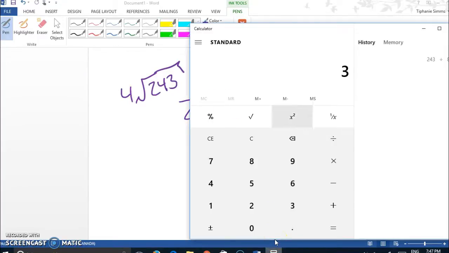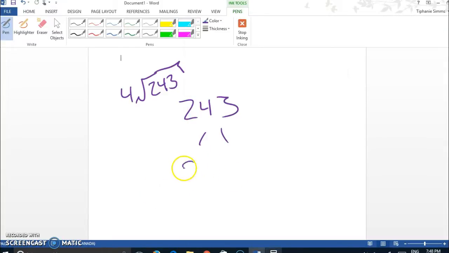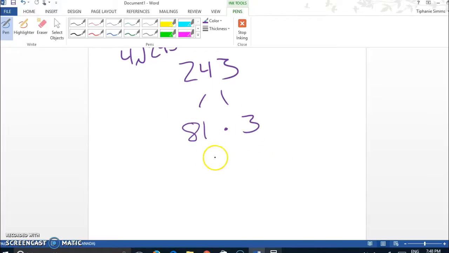So if I clear that out, 243, I know probably 2 is not going to go into this, but I'll try 3. 243 divided by 3. See, there's 81 times 3. So I'm doing a factor tree or a prime factorization. And then basically you can keep going. 81, well that's 9 times 9 times 3. I'm just carrying that 3 down right there.